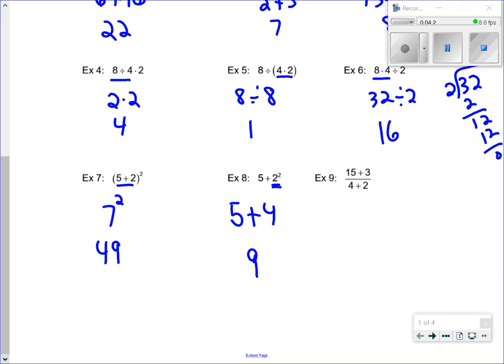Example 9 is a fraction. When you have a fraction that has arithmetic in the numerator and arithmetic in the denominator, you do those two pieces separately. I tend to do these sideways if I have room. I just think it flows a little bit better. So I'm going to do the top first. 15 plus 3 is 18. And then I'm going to do the bottom, the denominator. 4 plus 2 is 6. And then remember we talked about a fraction being a division problem. So you can either think of this as dividing. You can think 18 divided by 6. Or you can think reduce. Those two things are both going to work. And either way, the answer turns out to be a plain old 3.